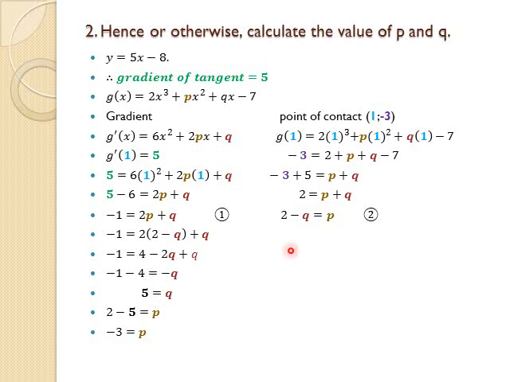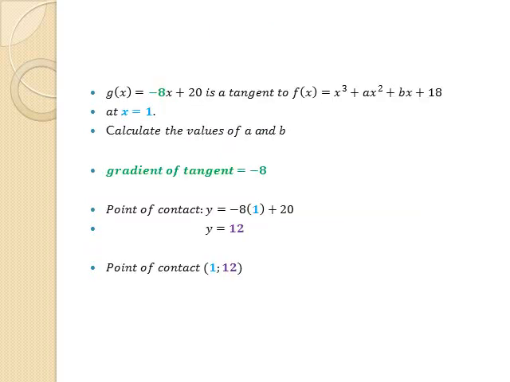Right, substitute that back in there. So q here is positive 5, so that becomes 2 minus the positive 5 equals p. 2 minus 5 gives me negative 3. Therefore p equals negative 3. Right, hope you follow. Let's look at the next problem.